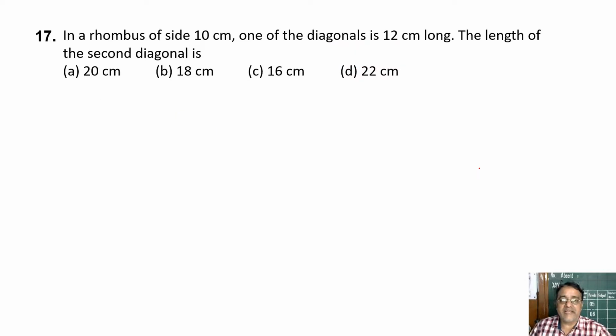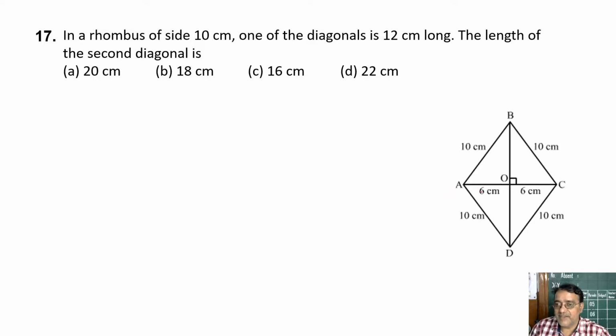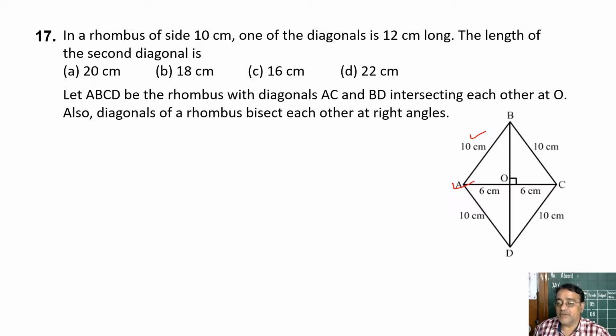In a rhombus of side 10 centimeter, one of the diagonal is 12 centimeter long. The length of second diagonal. So यहाँ पे देखो हम लोग एक रफ फिगर बना रहे हैं. So side दिया हुआ है 10 centimeter and the length of one diagonal is given. Let it be AC. And we know that diagonals of rhombus bisect each other at 90 degree. So we are going to take triangle AOB, and we need to find OB first.